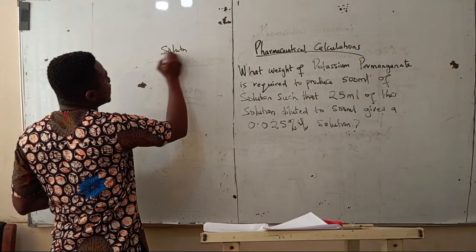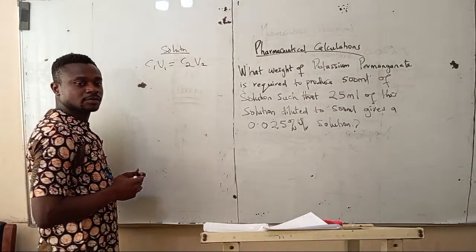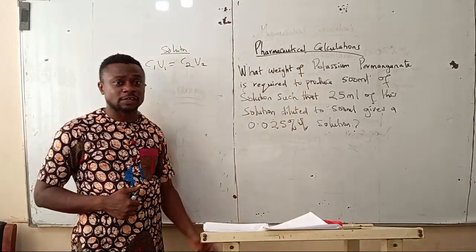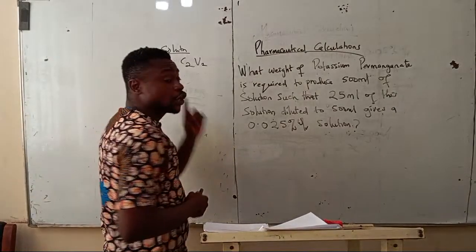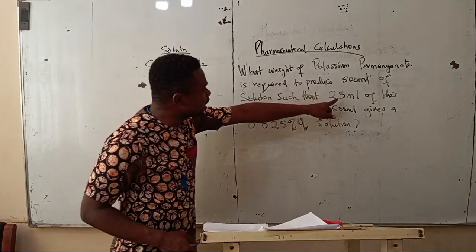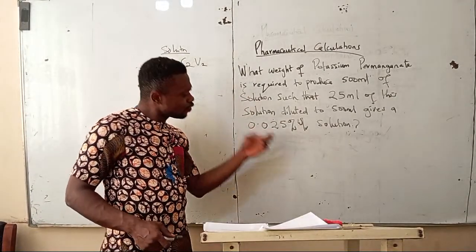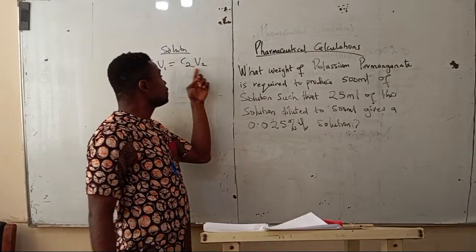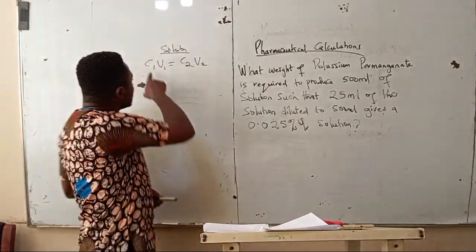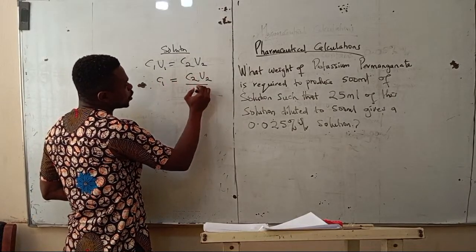So, going by the dilution formula, remember, C1V1 is equal to C2V2. We don't know the concentration of the stock solution formed using potassium permanganate, so we call it C1. C1 is what we are looking for. We know V1, because the volume taken from it is 25 ml. We know C2, the concentration of the diluted solution, and we know V2, the volume of the diluted solution, which is 500 ml. So C1 is equal to C2V2 over V1.